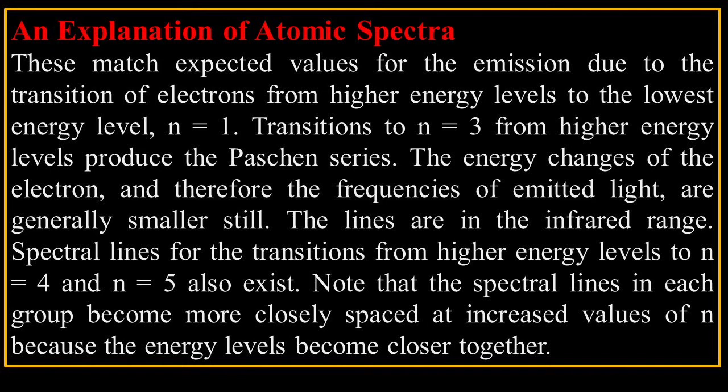The energy changes of the electron, and therefore the frequencies of emitted light, are generally smaller still. The lines are in the infrared range. Spectral lines for the transitions from higher energy levels to n equals 4 and n equals 5 also exist. Note that the spectral lines in each group become more closely spaced at increased values of n because the energy levels become closer together.